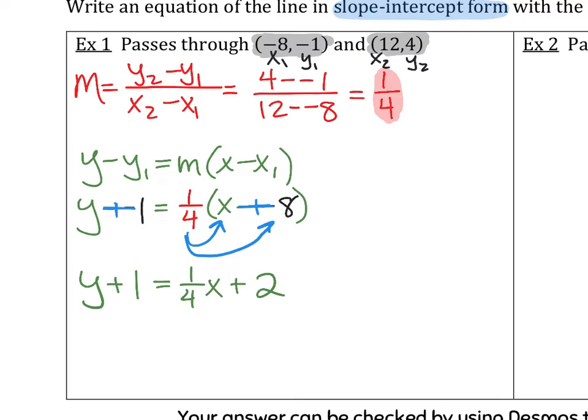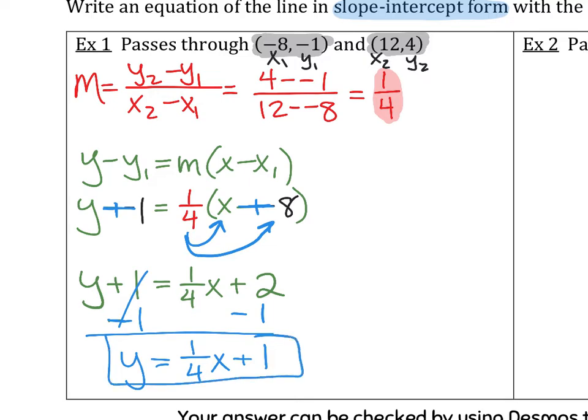What's the last step I have to do here? Minus 1. Why am I minusing 1? Because you have to get rid of the 1 next to the y. We do have to get rid of this 1 next to the y because we want y equals only. So y equals 1/4 x plus 1. That would be what we think the slope-intercept form of an equation looks like for these 2 points.